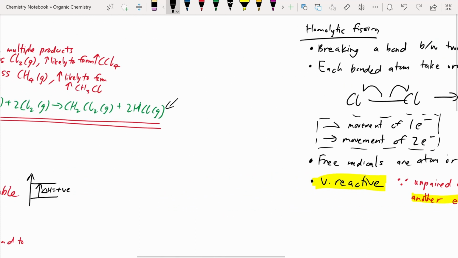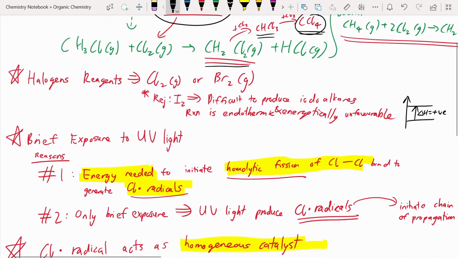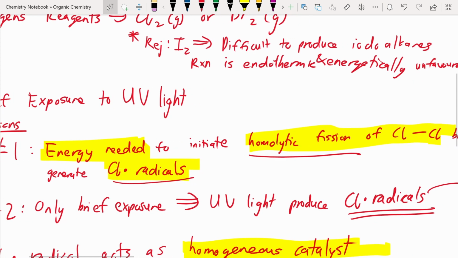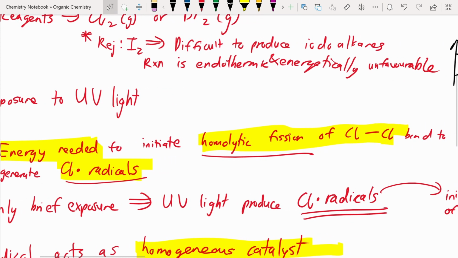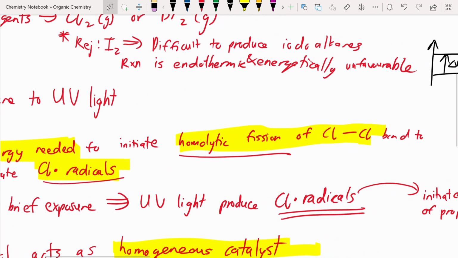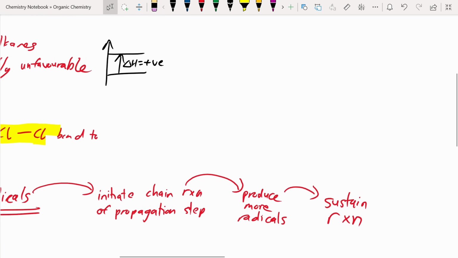Okay, so this is a quick recap. One of the reasons you need UV light is that the energy from the UV light will be able to initiate that homolytic fission, so you generate these chlorine radicals. And why do you need these chlorine radicals? You just need a brief exposure of UV light because these radicals will initiate chain reactions of the propagation step, and it will produce even more radicals to sustain the reaction.